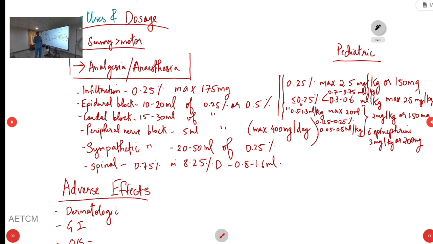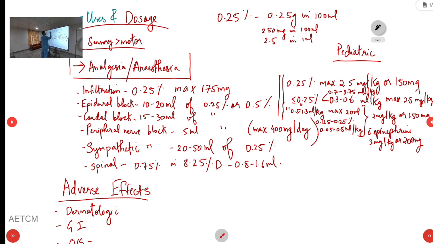So what does it actually mean? If we take an ampule of 0.25%, it will be around 0.25 grams in 100 ml. So this will equate to around 250 mg in 100 ml. So in 1 ml, how much will it be? It will be around 2.5 mg.